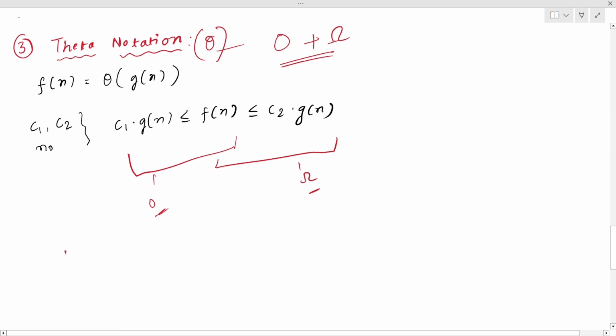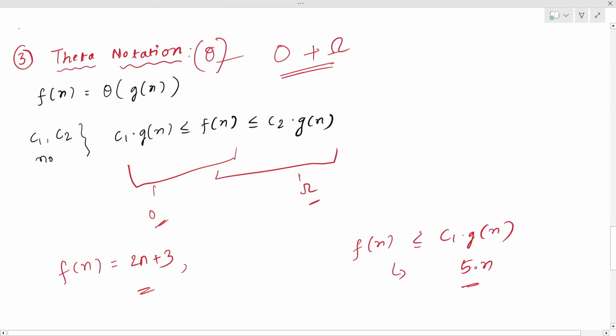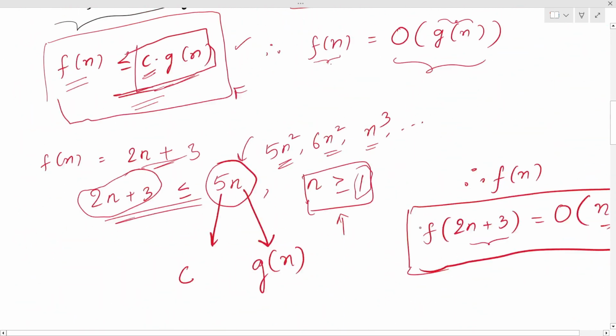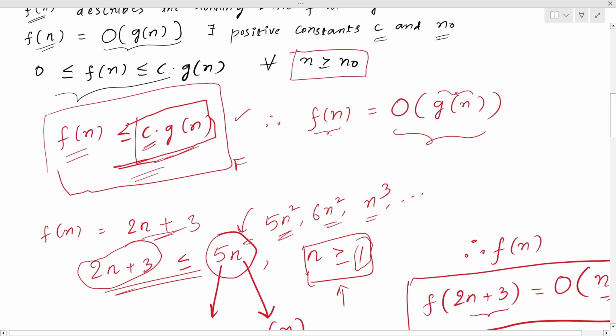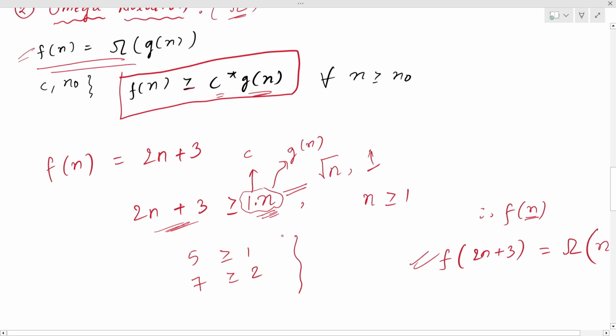So you can take the same example again, right? There is nothing new that we are going to write here, because theta notation is a combination of both big O and omega, right? So I need to write this f of n less than or equal to c1 into g of n. So my first thing will be what? 5n, right? Initially, for the first example, for big O we have seen 5n. We have written 5n here. And for omega it's what? It is 1 into n, that means n.